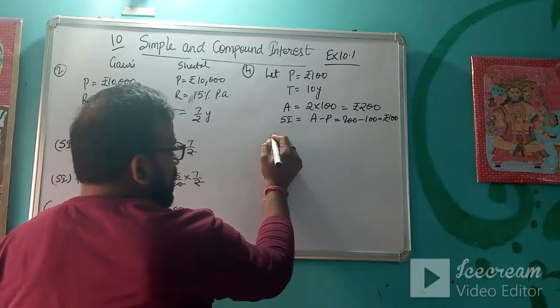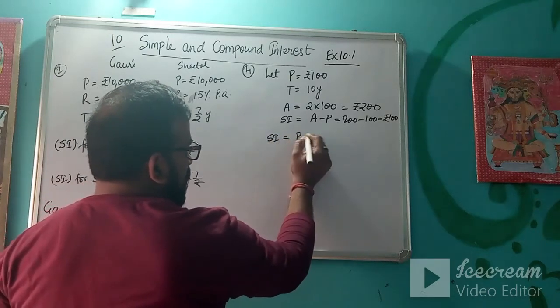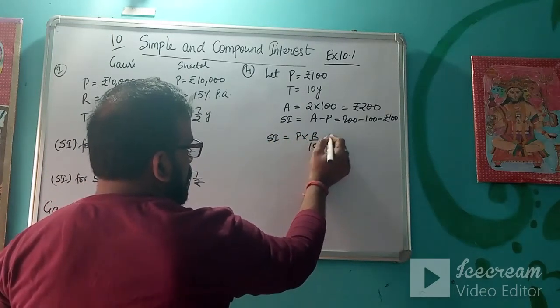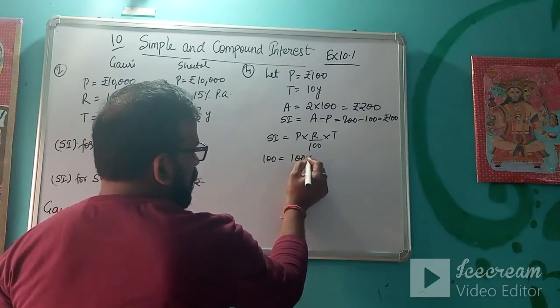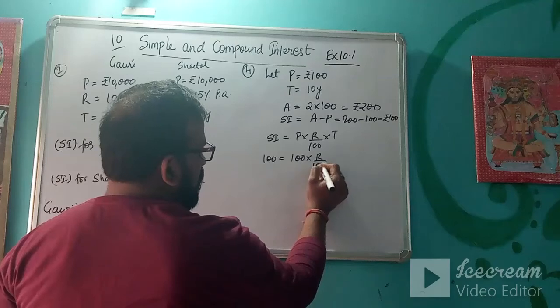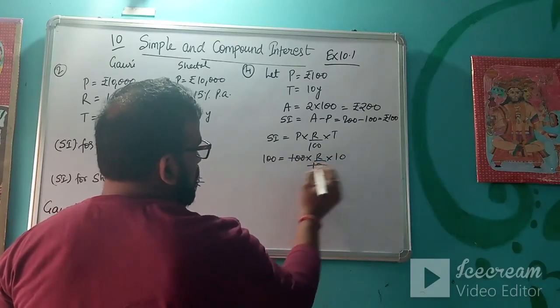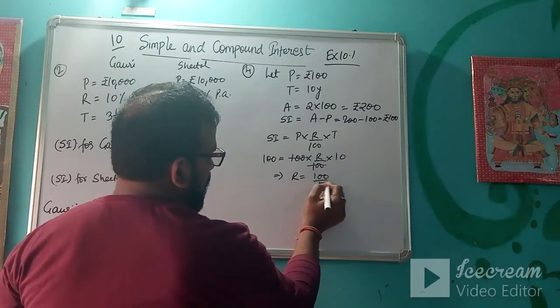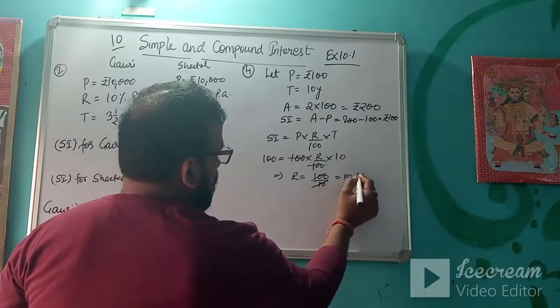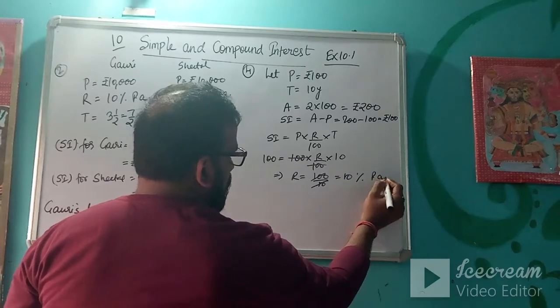Now I have to calculate the rate. So I will use the same formula. Simple interest is 100, P is also 100, rate we have to calculate, into time is 10 years. So from here, what is the rate? 100 by 10, that is 10% per annum.